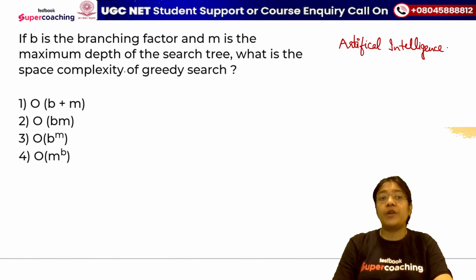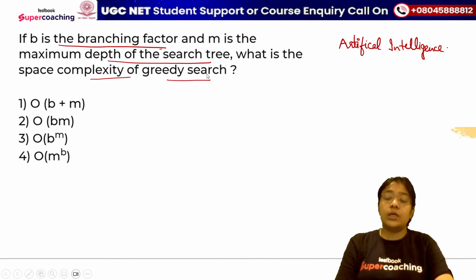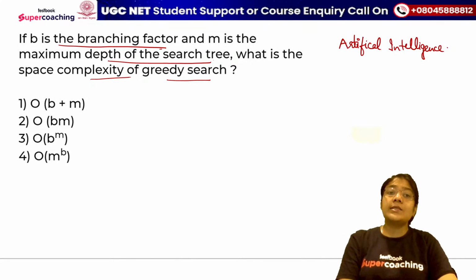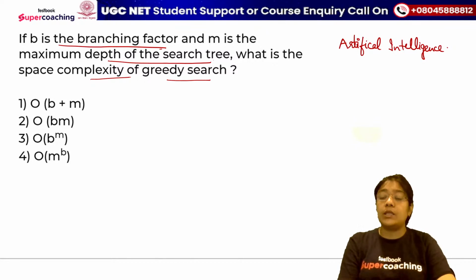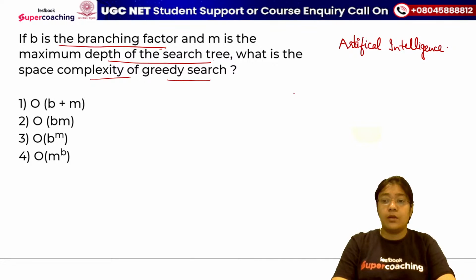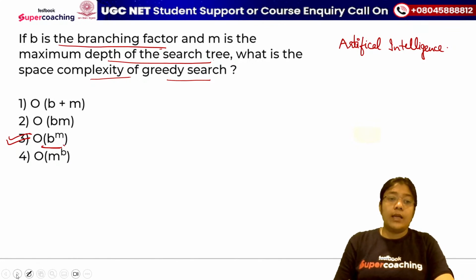So B is the branching factor, M is the maximum depth; the branching factor and depth of a search tree are given to you. What is the space complexity of the greedy search? We have talked about the time complexity and we said that the time complexity and the space complexity are the same. So if B is the branching factor and D is the depth of a tree, then what will be the time complexity or the space complexity? Very good. Undoubtedly, it is B raised to power n. Nothing to explain. We have already discussed time complexities. Correct answer is option 3.